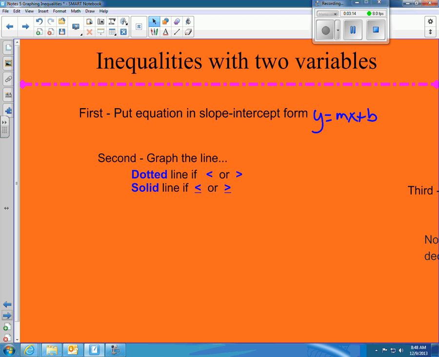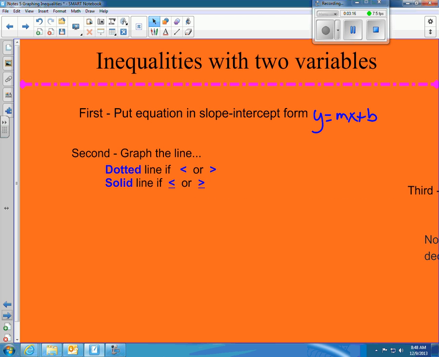Second, we are going to graph the line. Now our line has those inequalities: less than or equal to, greater than, less than, greater than or equal to. And our line, we are going to have solid or dotted lines. We'll talk a little bit more about those in class, but a solid line is when you have the equals to part underneath, and dotted is when you don't.